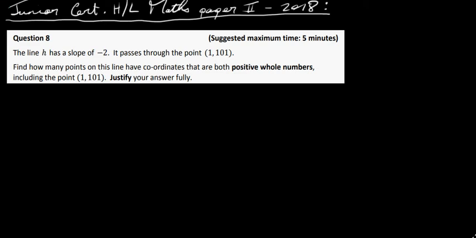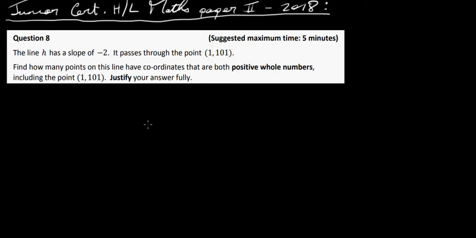Okay, so let's have a look at the Junior Certificate Higher Level Maths Paper 2 for 2018, question 8. The line H has a slope of -2. It passes through the point (1, 101). Find out how many points on this line have coordinates that are both positive whole numbers, including the point (1, 101). Justify your answer fully.